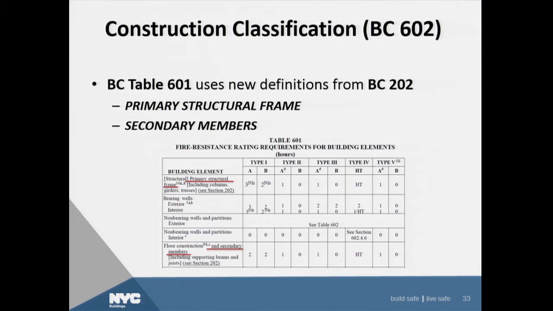Types of construction. Okay. BC Table 601 is the same as we've had in the 2008 code. We added new definitions for primary structural frame, which definitions are on the following slide, and secondary members. So a primary structural frame is the columns and main load-bearing members that are in the building. And secondary is everything else, and we clarified those requirements.